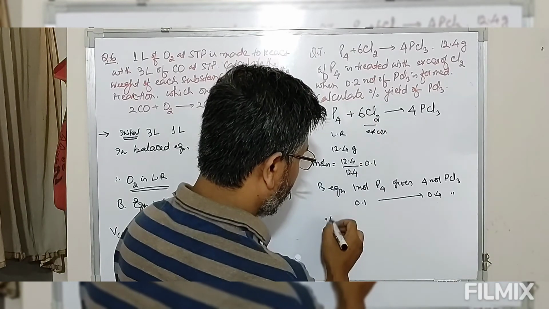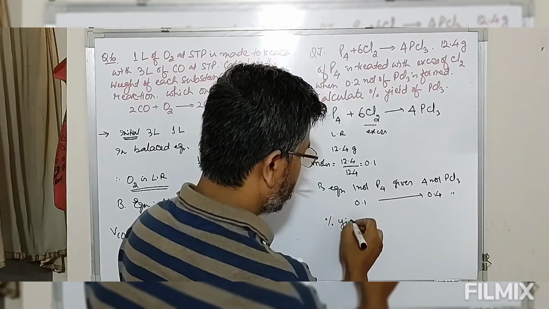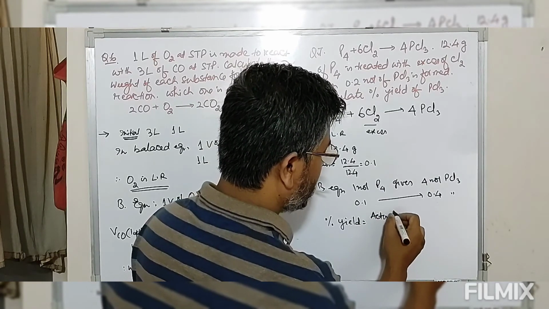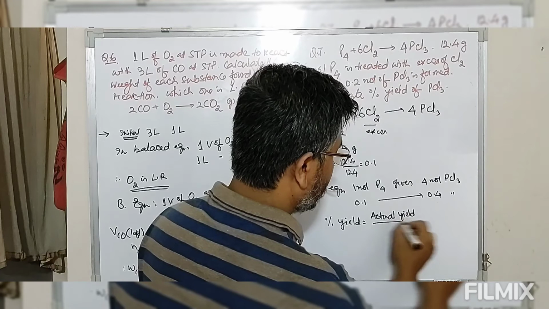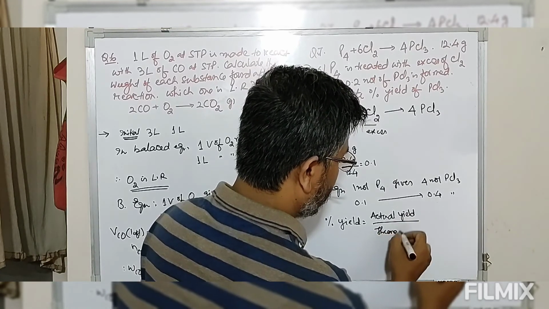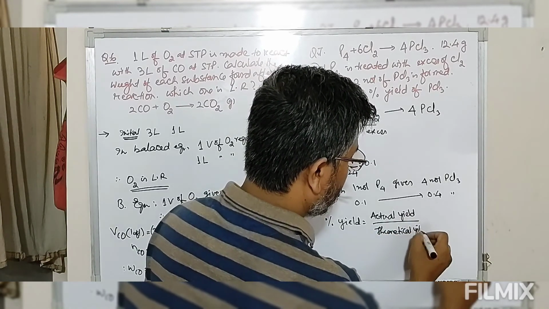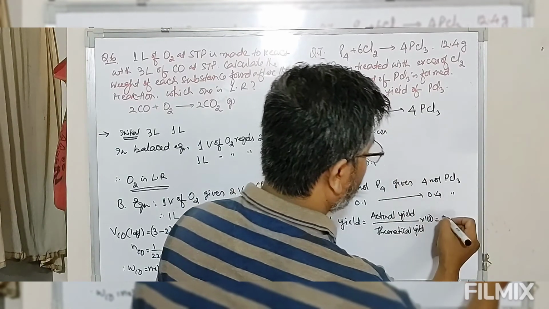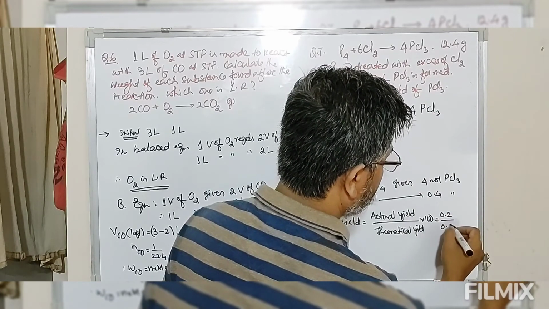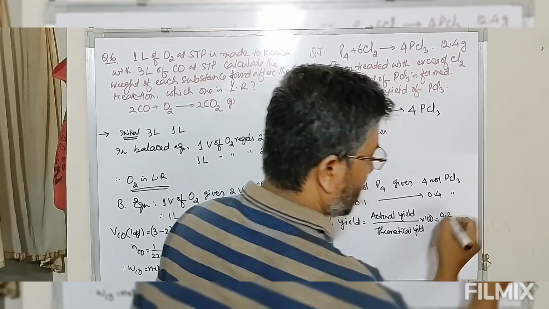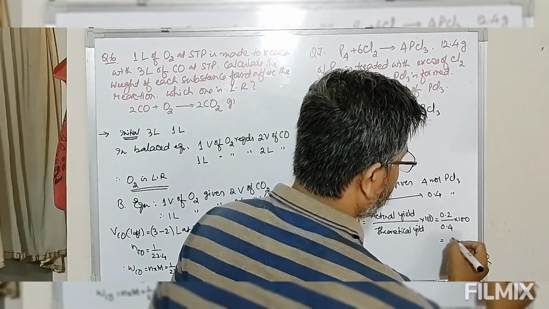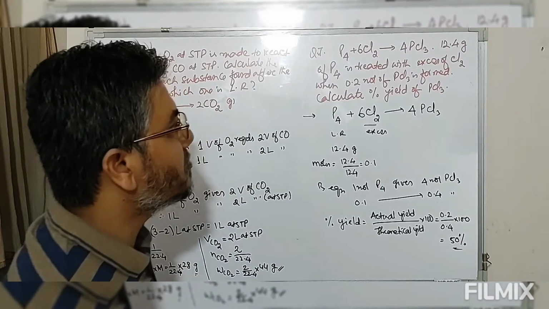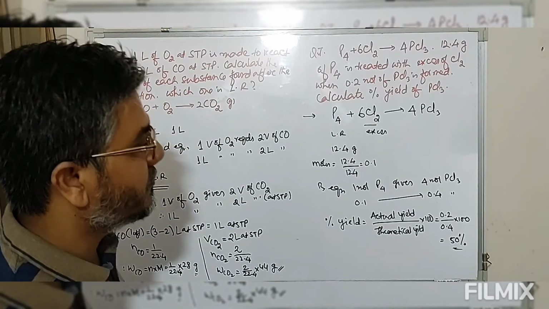So therefore, percentage yield is actual yield divided by theoretical yield multiplied by 100. So actual is 0.2, theoretical is 0.4. So this comes out to be 50%. So the percentage yield of PCl3 in the reaction is 50%.